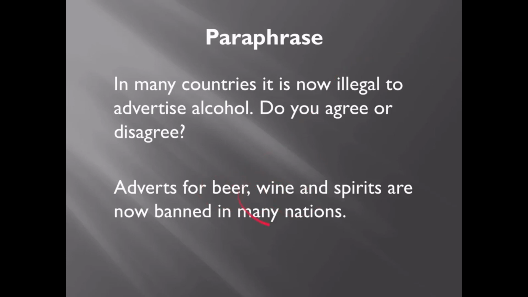So this is our paraphrase. Adverts for beer, wine, and spirits. So instead of alcohol, I have used examples of alcohol. The most common examples, beer, wine, and spirits, are now illegal, banned in many nations. So it means the same thing, and it is grammatically correct, and we have changed enough of the vocabulary. And we've copied that word. Copying just one word is not a big deal.